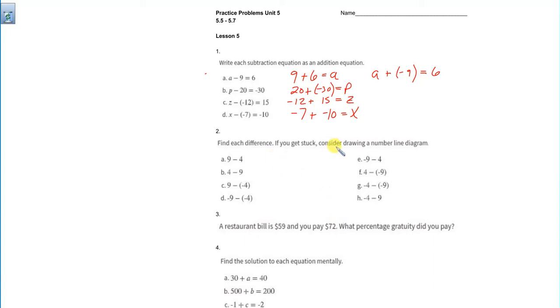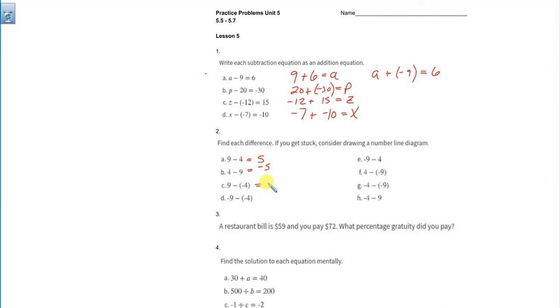For each one of these, find the difference, and if you get stuck, consider drawing a number line. I'm really going to stay away from the number line examples on these and just rewrite them all as addition versions, the ones that I need to. Like this first one, there's no need. It's 5. 9 minus 4, straight up. This one right here is 4 minus 9. We talked about when you swap those around, you just get the opposite answer.